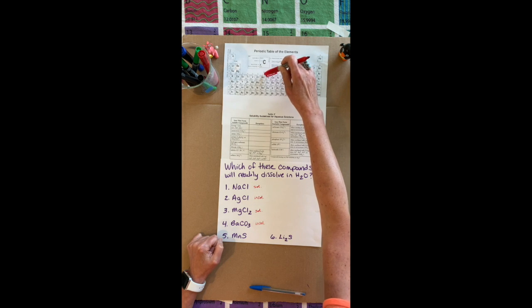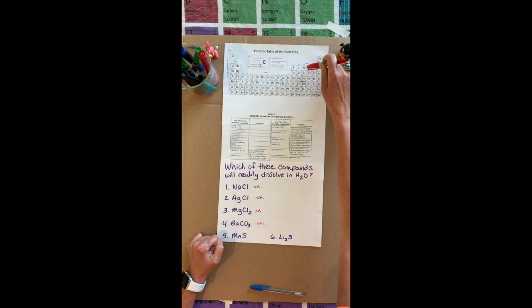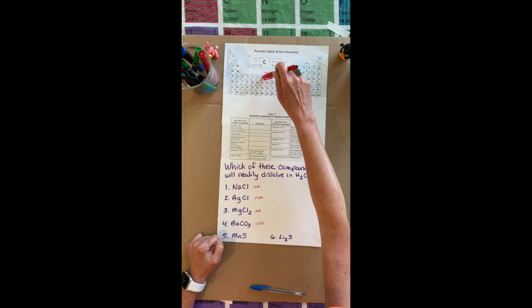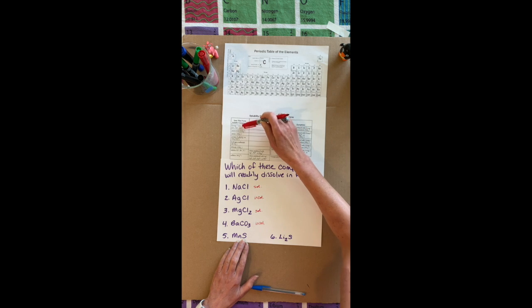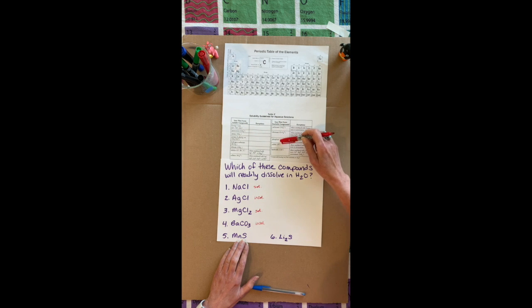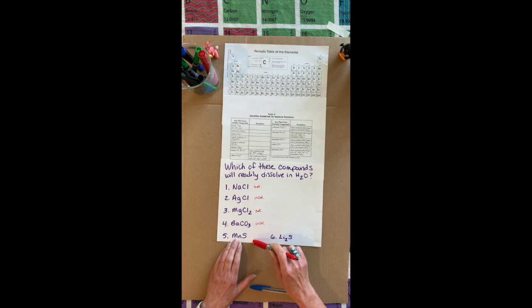Okay, what about manganese 2 sulfide? Here's manganese. It's got a charge of +2. Sulfide -2. Manganese 2 sulfide. I don't see any reference to manganese, but whoa, there's a sulfide. Sulfides are insoluble except in combination with group 1 or ammonia. That doesn't apply here. This is insoluble.